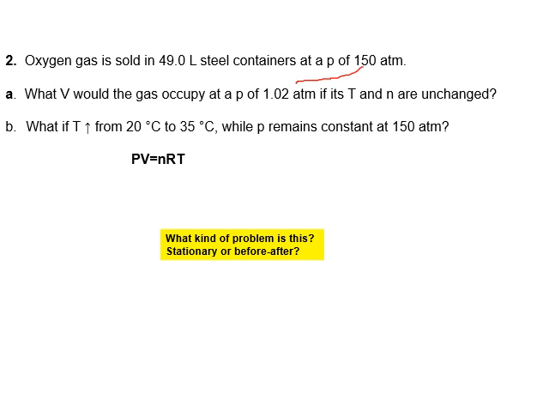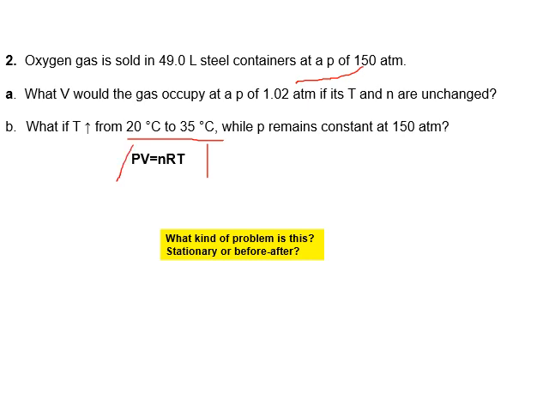And then for part B, what if the temperature increases from 20 to 35 degrees C and P remains constant? If T increases, what would happen to the volume? Remember that your formula for that is V1 over T1 equals V2 over T2, but be careful here because you can't use these numbers. You have to convert these to K by adding 273 to both of these.